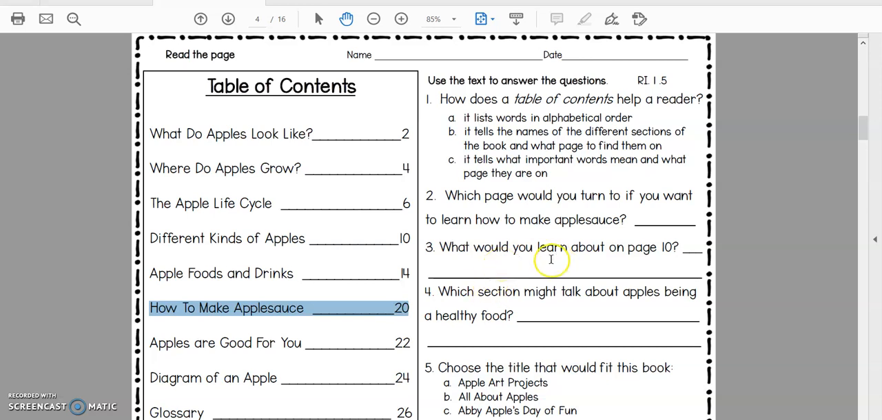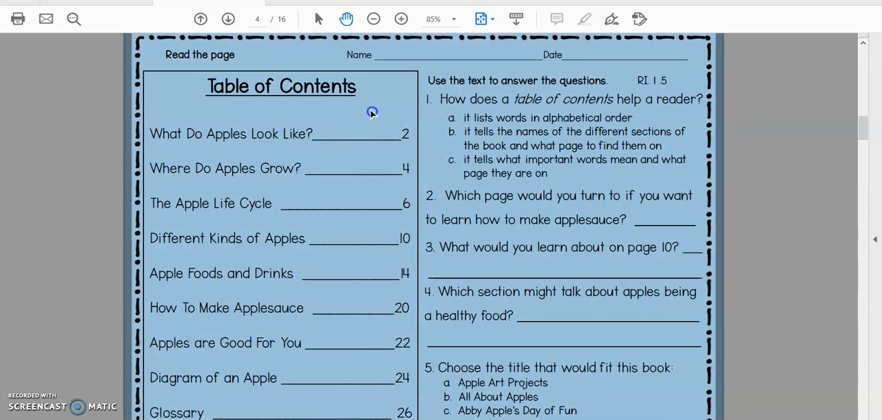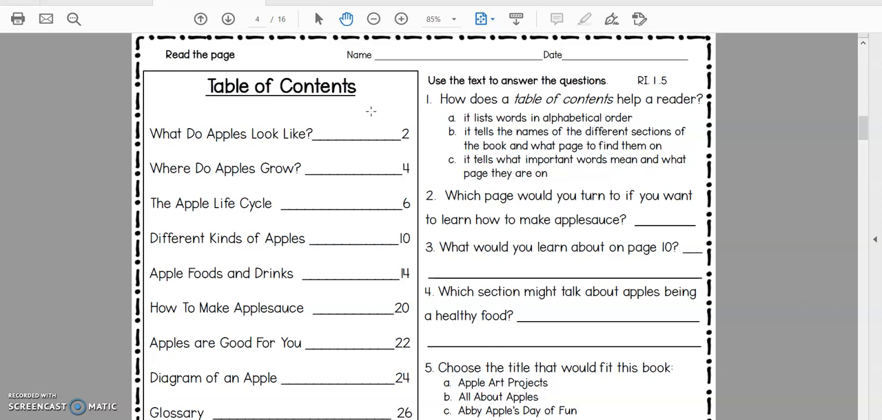What would you learn about on page 10? All right, so go back over here to your table of contents. What are you going to learn about on page 10? I see page 10 is listed right here, and it says different kinds of apples.